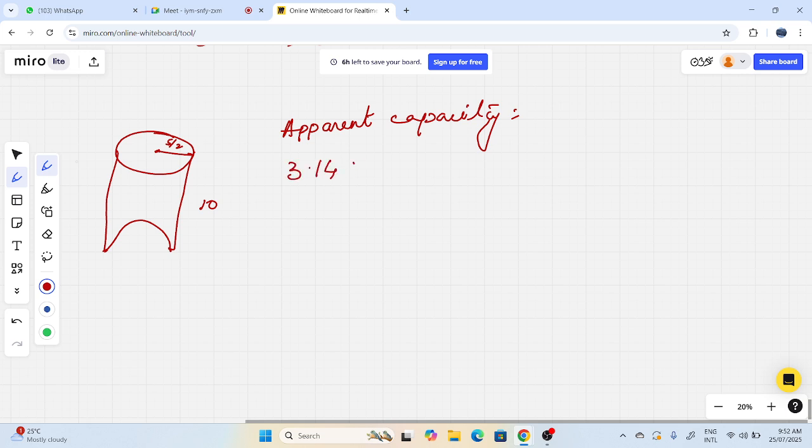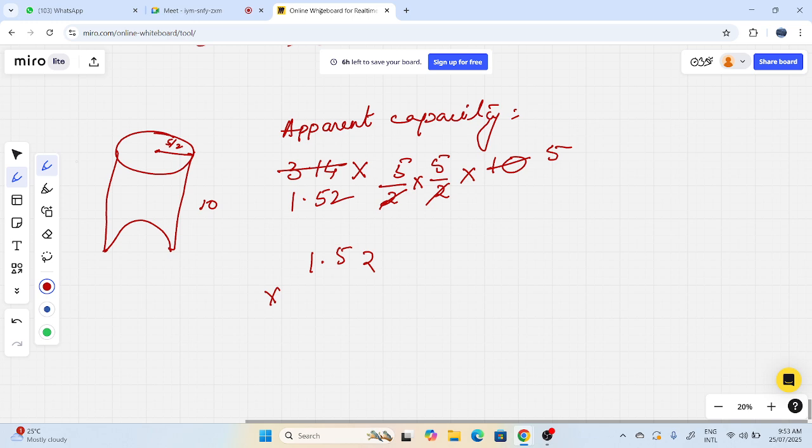So what is that? 3.14, they asked us to take 3.14, into 5 by 2 into 5 by 2 into h. H is how much? 10. So, what will happen? Did you all multiply? How much is it? Ma'am, I got 62.5 pi. I got the same answer, 62.5 after multiplying this, I'm going to multiply it with pi now. 5 cubed is 125. I got 196.25. Ma'am, even I got 196.25.